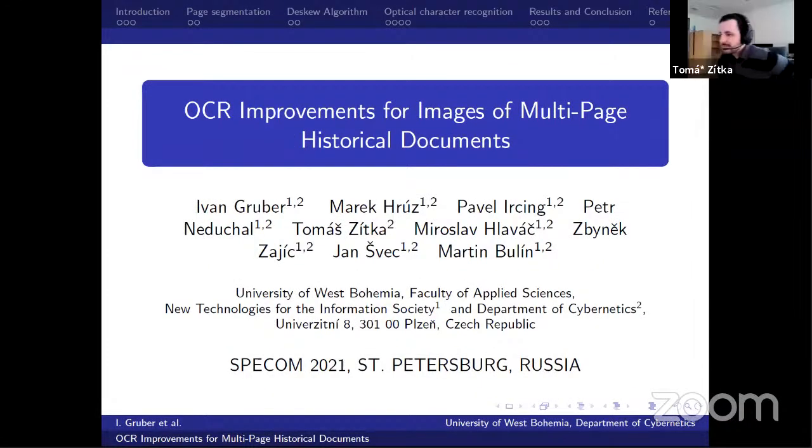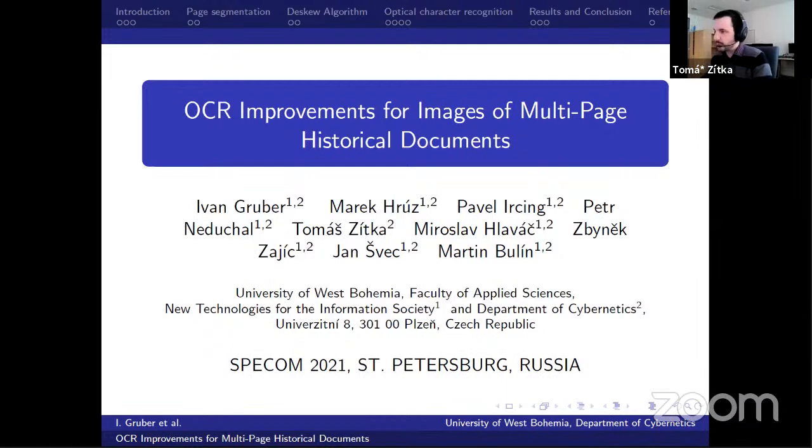Okay, and this is the Pilsen work. Yes. Okay, so OCR improvements for images of multi-page historical documents. Very interesting. So I think even though we are a little bit ahead of the schedule, we can start. Let's start, okay? Yes.